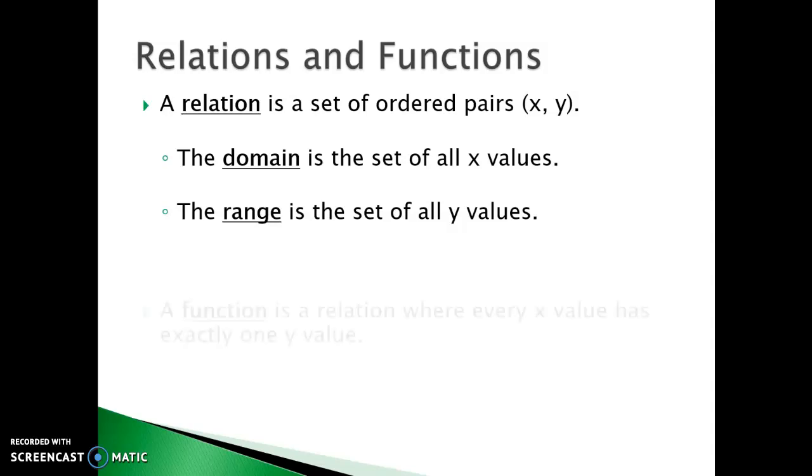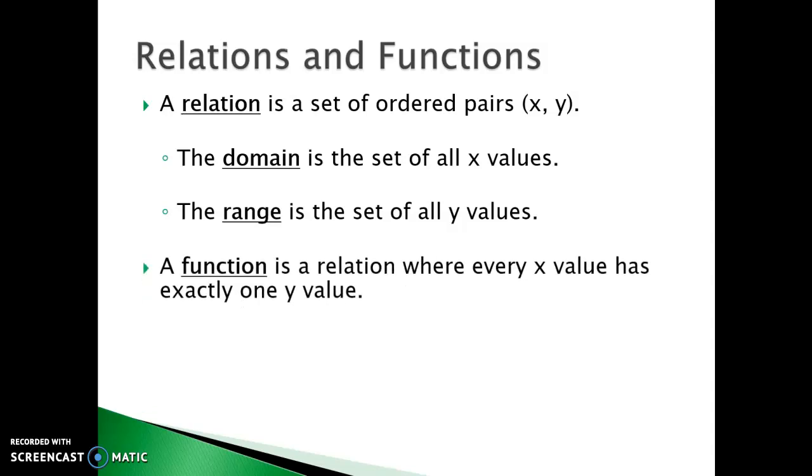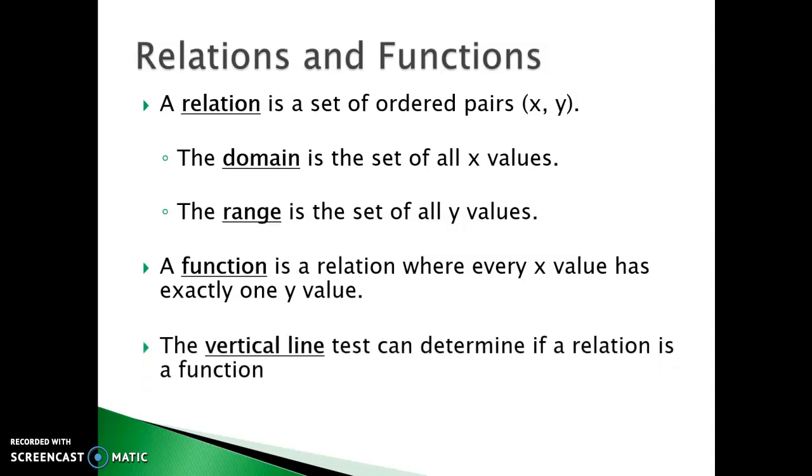A very special type of relationship is a function, and that's a relation where every x value has exactly one y value. Those of you thinking of the vertical line test, that is determining if something is a function, because your pen drifting from left to right represents x values. And as long as your pen or pencil only touches one point at a time, then for every x value, there is exactly one y value.